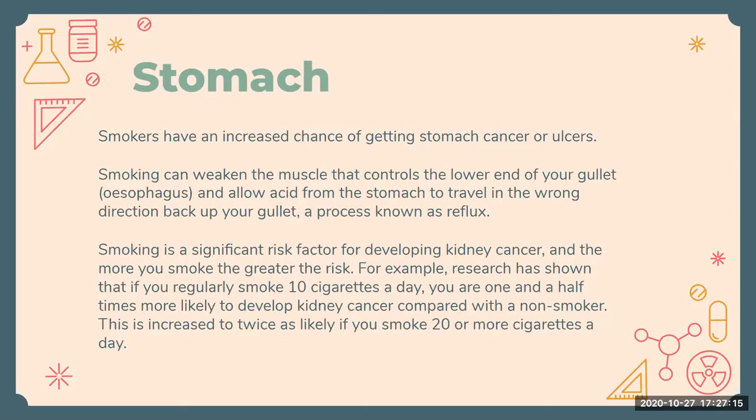The stomach. Smokers have an increased chance of getting stomach cancers or ulcers. Smoking can weaken the muscle that controls the lower end of your gullet, esophagus, and allow acid from the stomach to travel in the wrong direction back up your gullet, a process known as reflux.